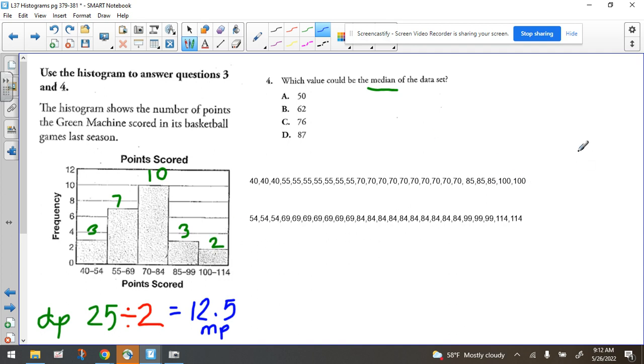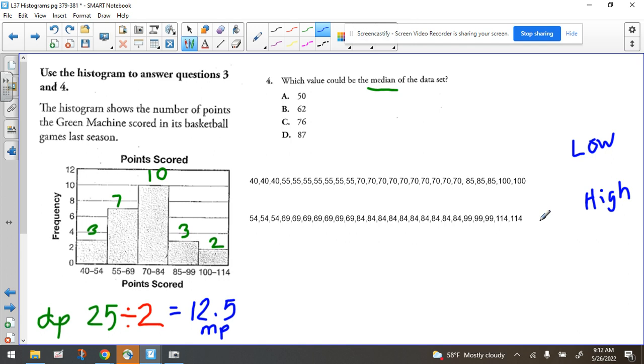Now, this is kind of my low thinking. I also thought about, what about my high thinking? So the high end of this is 54. So it is possible that all 3 of these values could all be 54s, and I wrote them down. And I did the same thing with this bar. So I took all the high numbers, I wrote all 7 of them down, 10 of the 84s, wrote all that down, wrote 3 of the 99s right here, and 2 of the 114s.